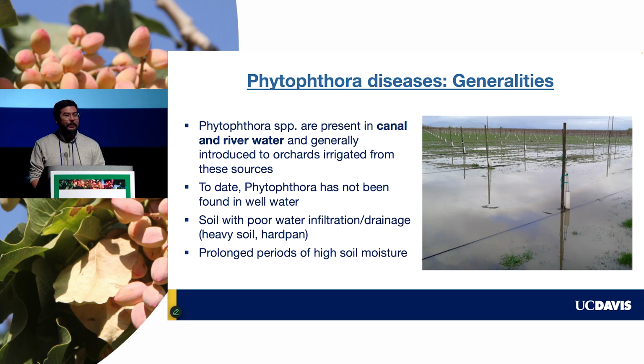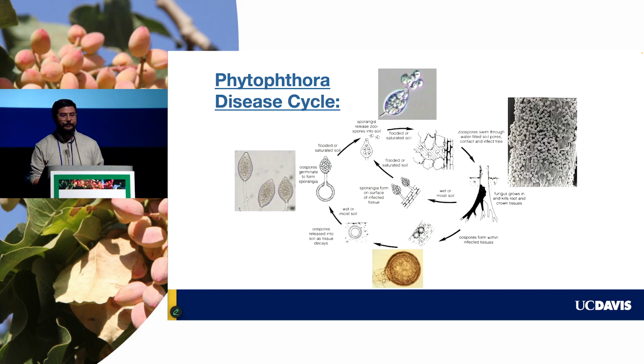When we think of generalities in terms of Phytophthora diseases, they're known to exist in canal and river water. In these surface water irrigation sources, we know that these swimming spores are present, and that is most likely how they are introduced into orchards. To date, we haven't seen Phytophthora in well water. That hasn't been detected yet, so that is the good news. But other factors that influence Phytophthora diseases are things like poor water infiltration that causes standing water in a particular orchard.